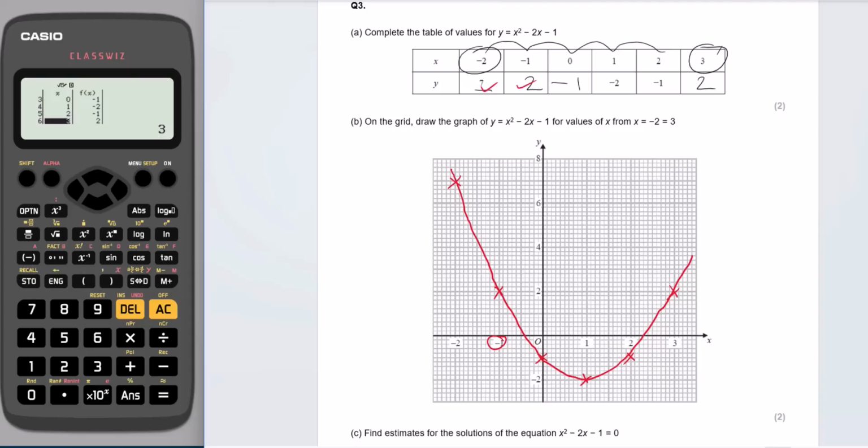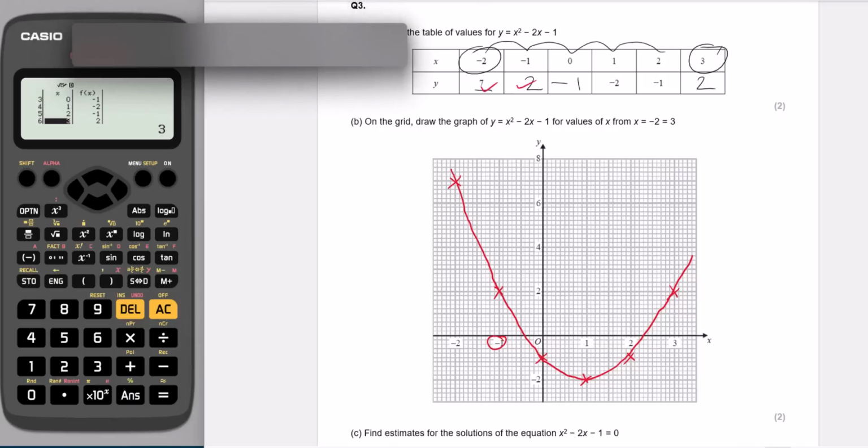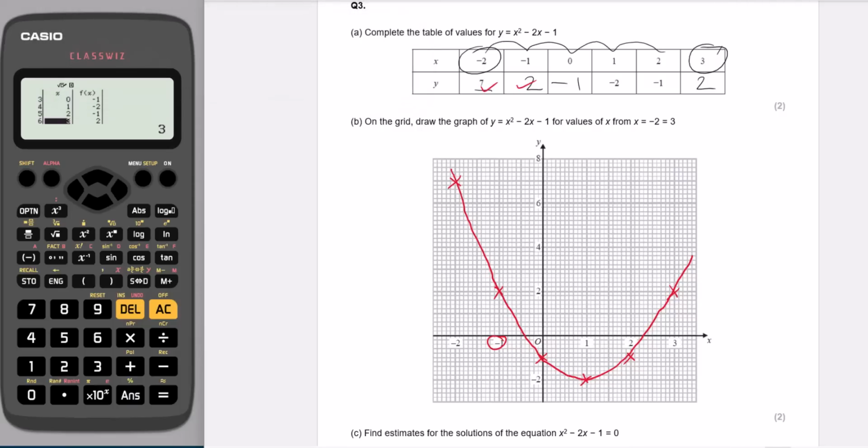Okay, I think I missed that point there, so I'm just going to go back and try and do this again. I'm not happy with my graph, so let's try again. Make sure you use pencil, because if you make a mistake with the pen, you won't be able to go back and erase it. So here you go. I'm okay with that, and that's my graph plotted.